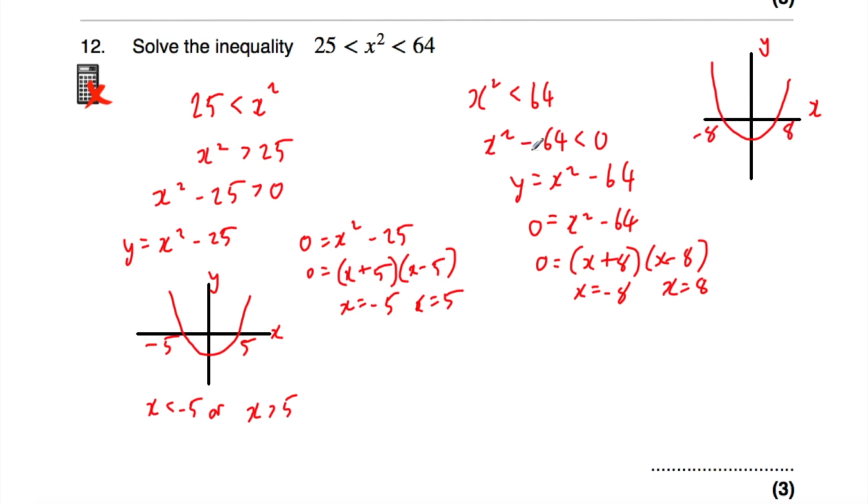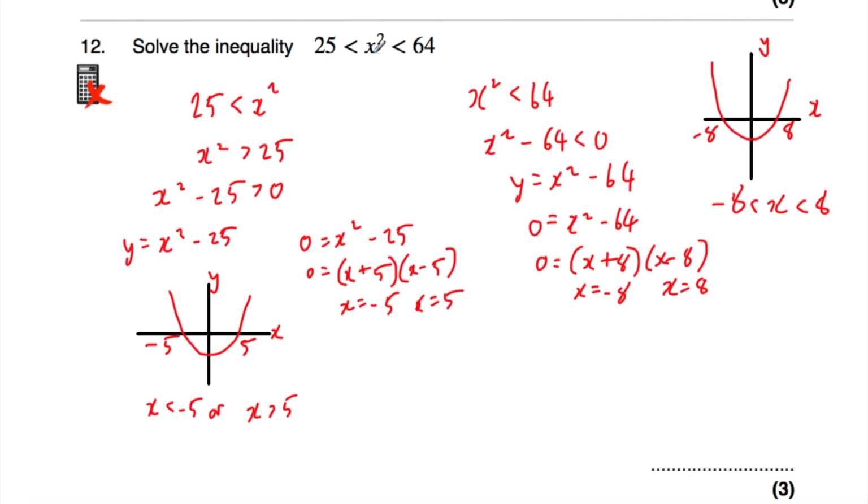And the question this inequality said to find when x squared minus 64 is less than 0. So which values of x, when we substitute them into this quadratic, do we get that it's negative, below the x-axis? So it'll be any value of x that is bigger than minus 8 and less than 8. Any value of x in between minus 8 and 8 would work.